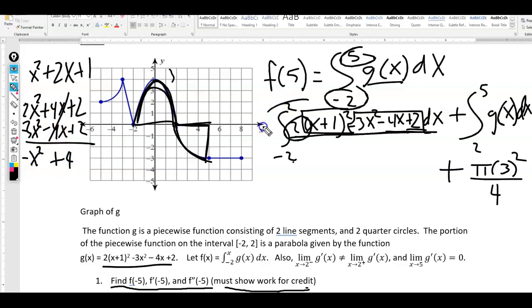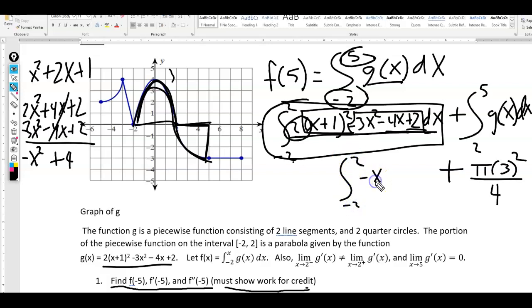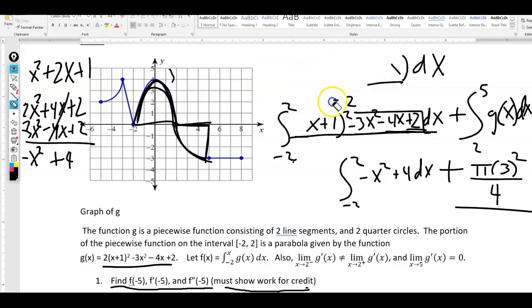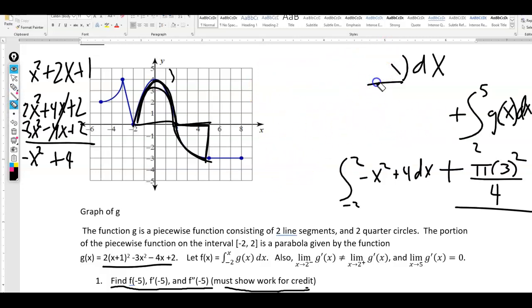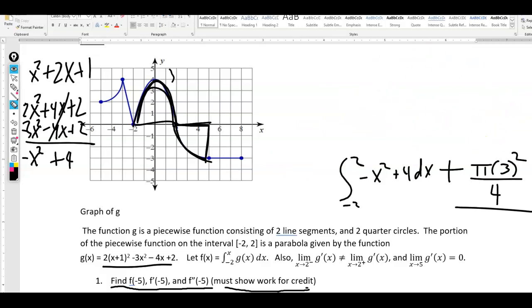Rewriting this crazy looking thing, and the reason I did that is because yours is kind of like that on your chart, you're going to have to simplify it. I'm going to rewrite this now in a much cleaner fashion. It's negative x squared plus 4 dx. Notice here I don't have the integral symbol anymore. That's because I've already done the math for that one. Oh, we're not quite there yet. We've got to finish.